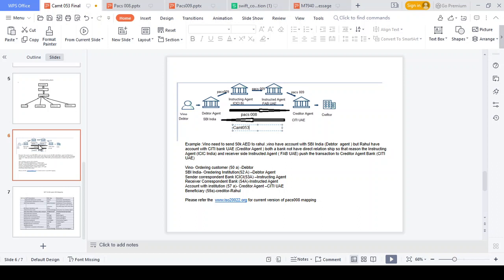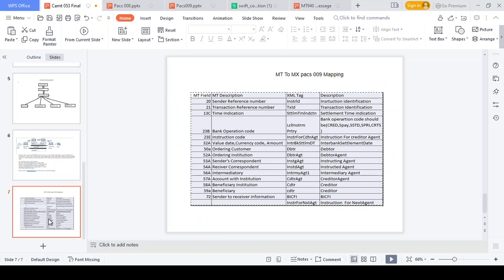Next, we need to collect 15k for Rahul's government from Dubai. Both banks don't have a direct relationship. At that time, the instructing agent, instructed agent, and all these parties are involved. Again, the transaction flows from Rahul to Vinod, and the same Camt053 is generated. This Camt053 is produced based on the customer format or bank standard format. In the next slide, in the next video, I will explain this format, MT to MX.